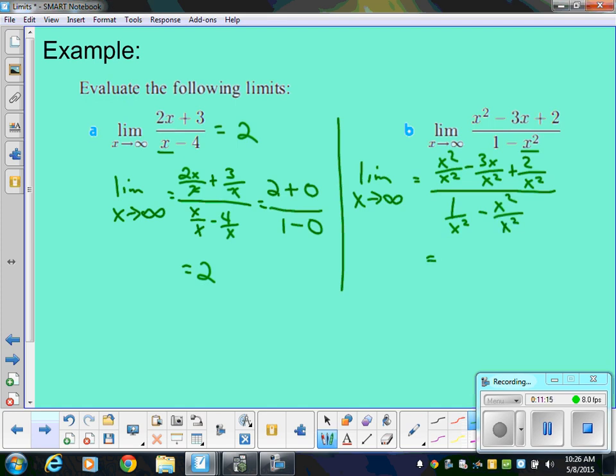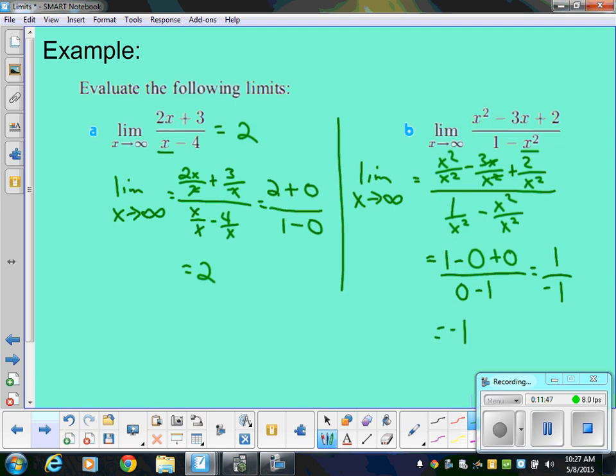Well, we can simplify that. X squared divided by x squared is 1 minus, 3x divided by x squared. I cancel out the x on top with the x on, what's 3 divided by x? I'll put that over here. 3 divided by infinity is approaching 0. It becomes insignificant, as does the 2 divided by x squared. It just happens faster. And then on the bottom, 1 divided by x squared is 0 minus x squared divided by x squared is 1. So really I have 1 over negative 1, so my limit is negative 1.